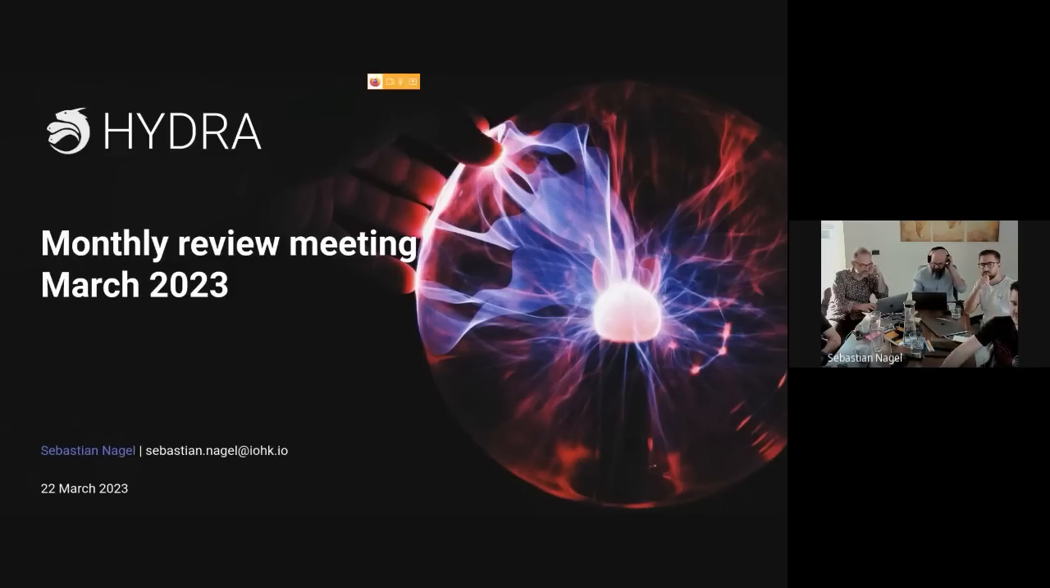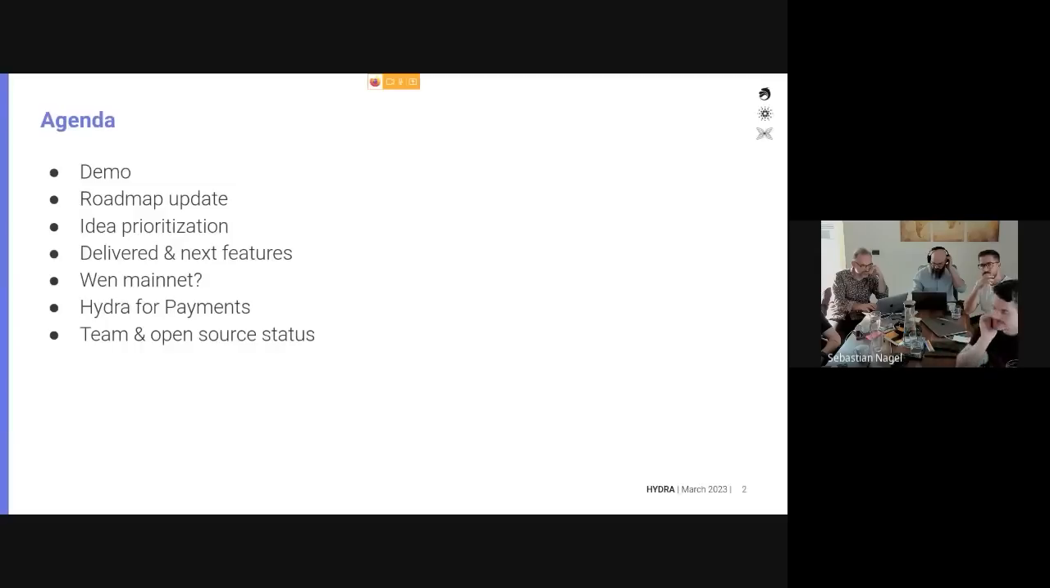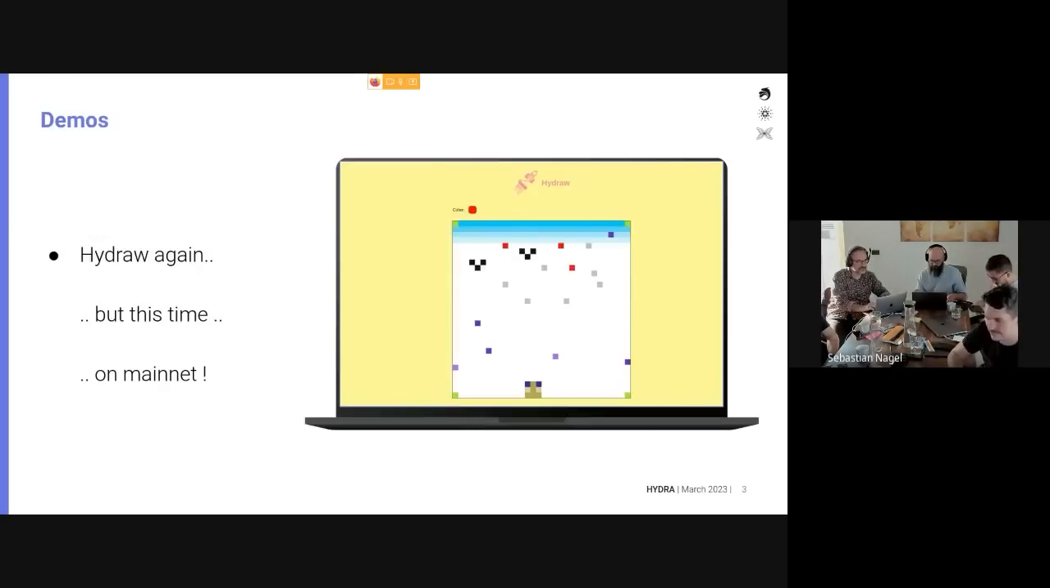Okay, good. So let's get started. Today we have the usual things: demo first, and then we go through the roadmap a bit and see what's going on, what we deliver, what we're doing next. We'll talk about mainnet, and especially also about the private payments project. Colin will talk about the payment project. And now let's start with a demo.